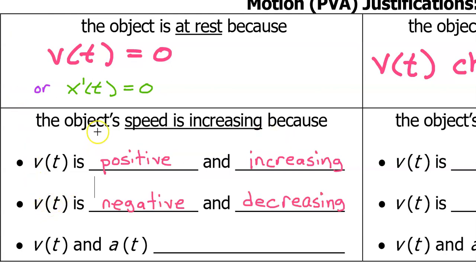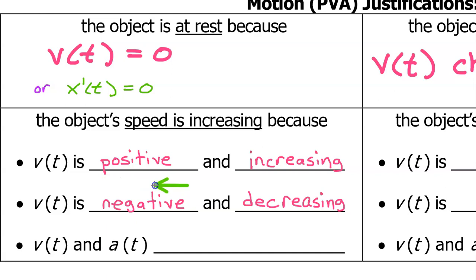The second way to know that an object's speed is increasing is if the velocity is negative and decreasing. This can be a little bit confusing. If the velocity is negative, that just means that the object is going to the left or down. But if the velocity is also decreasing, that means that the object is going faster and faster and faster to the left.